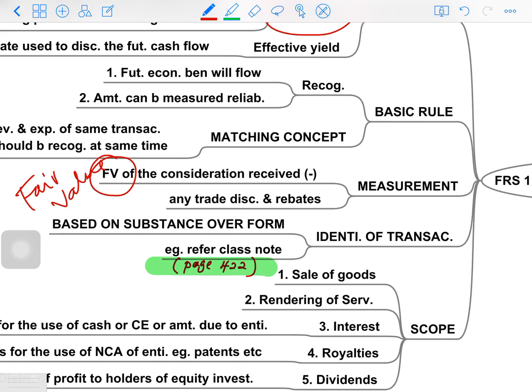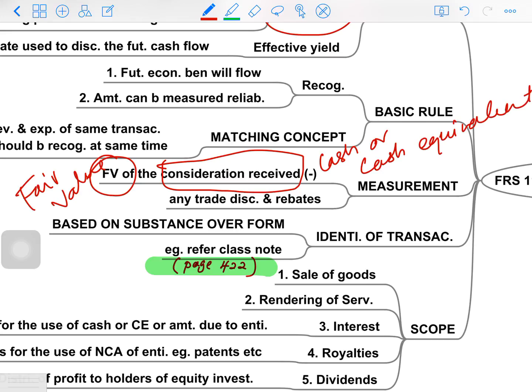Okay, fair value. So this is how you measure revenue. Revenue should be measured using the fair value of consideration received. Consideration here means cash or cash equivalent, and you deduct any trade discount and rebates. Normally this is what you recognize as revenue.